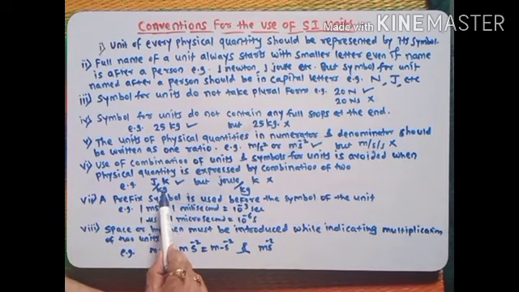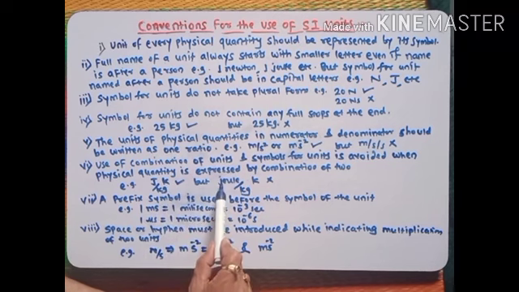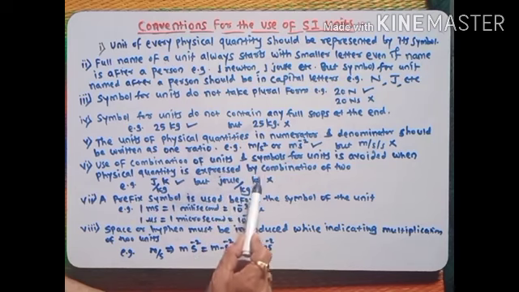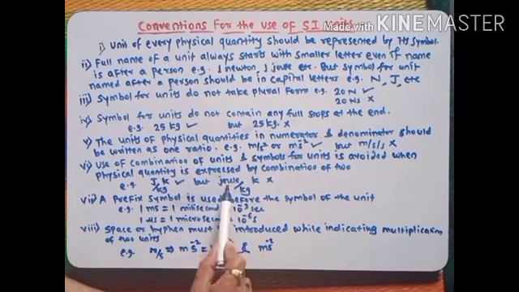See here, joule per kg Kelvin. J is the symbol of joule, kg is kilogram, K is temperature Kelvin, but we cannot write it like this. Here, "joule" is the full form and this is the symbol. That means we can't write symbols and full forms together.